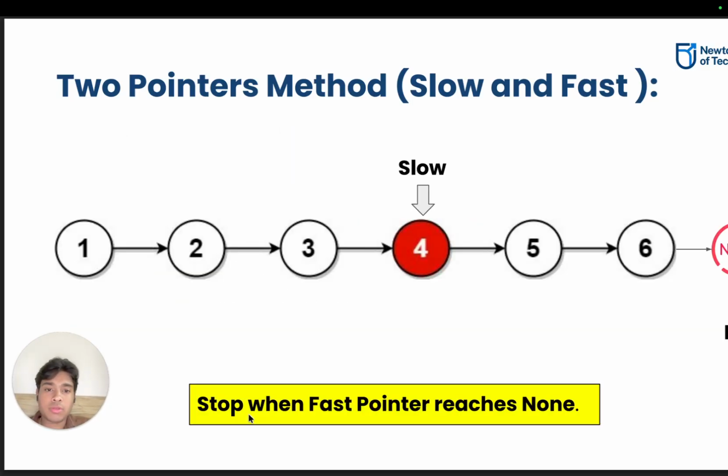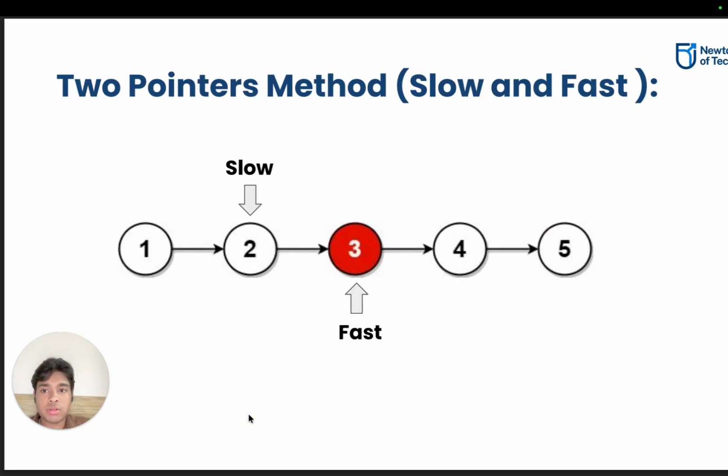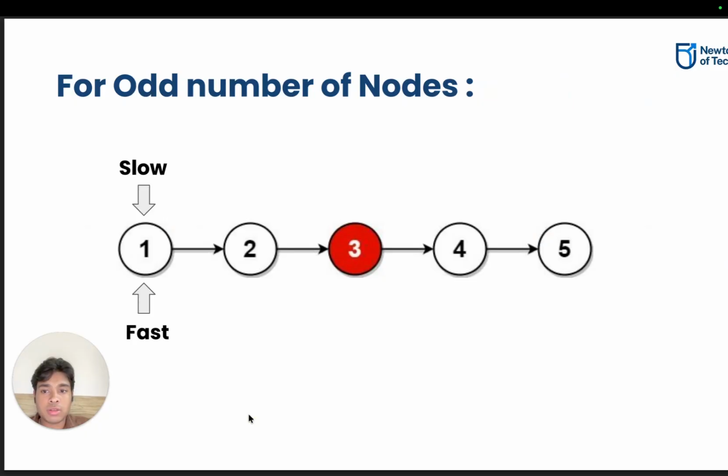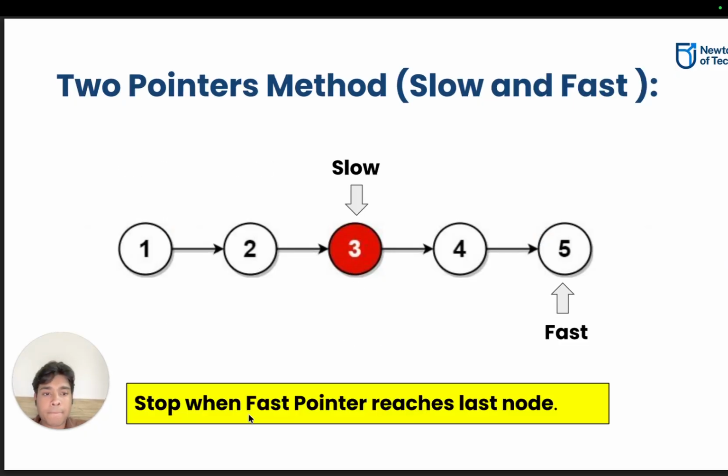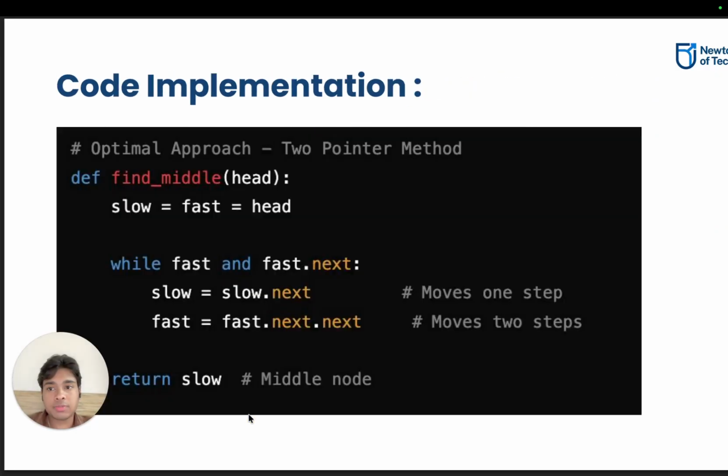Okay, I will show you the odd case once again. As you can see in the diagram, for the odd condition, when the fast pointer has reached the last node, the slow node reaches the middle of the linked list. So this is the process. Okay, as I told you, it's completed. Now we will see the code also.